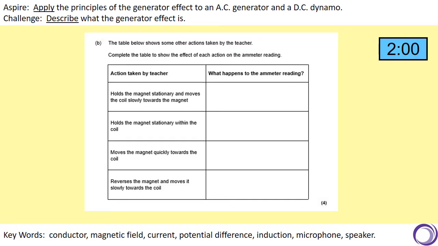A further 2 minutes then, part B of the question. We've got a table there and it explains on the left hand side what actions are taken by the teacher. You've just got to say what happens to the ammeter reading. It's the same as the question above, so we're going to get the needle moving left or right depending which way the current is flowing, and this is worth 4 marks.